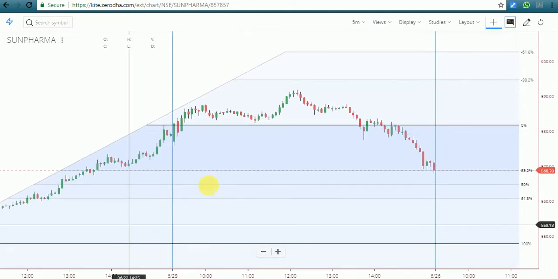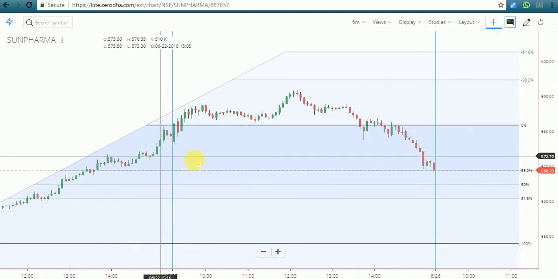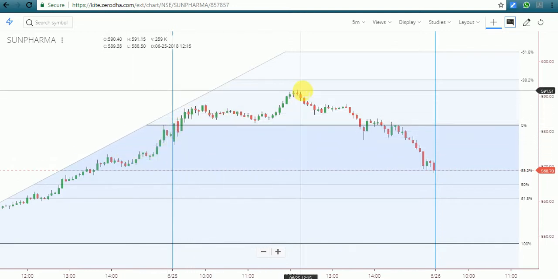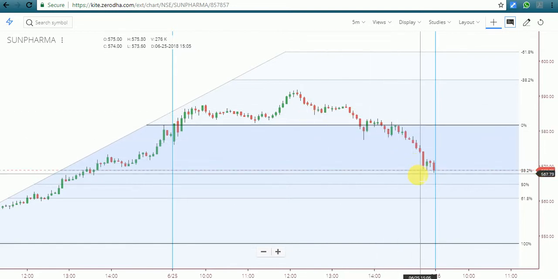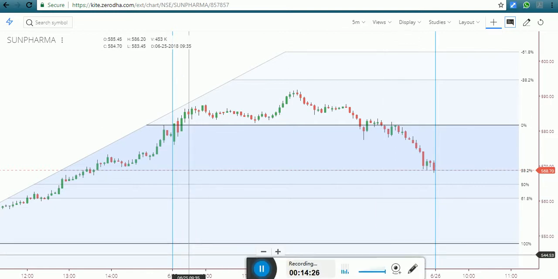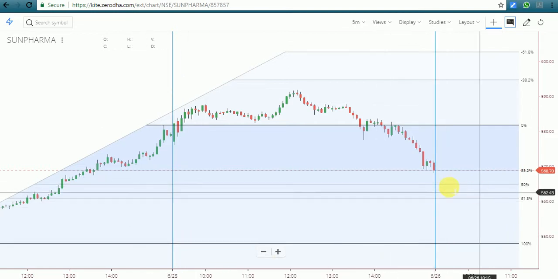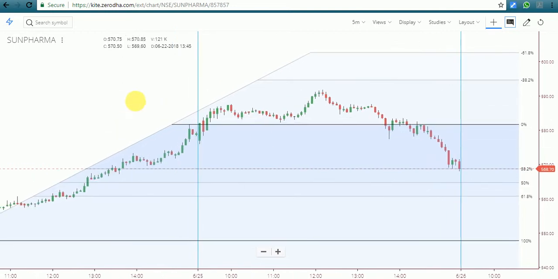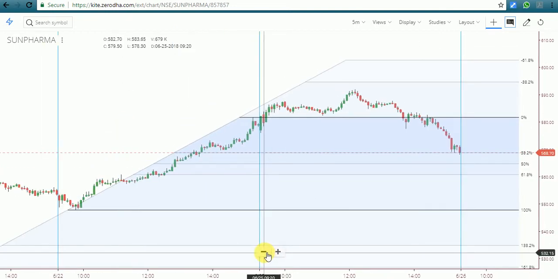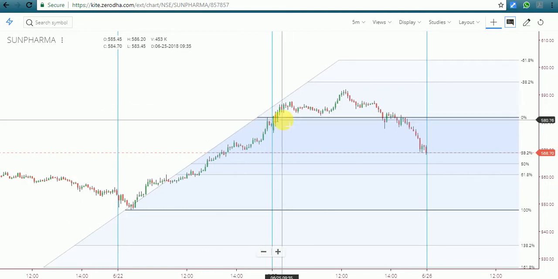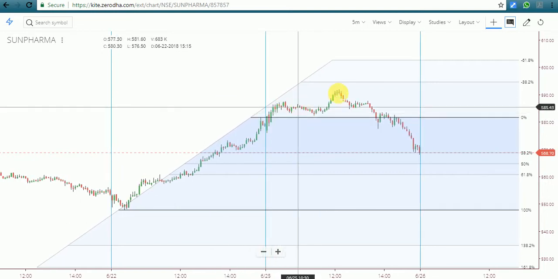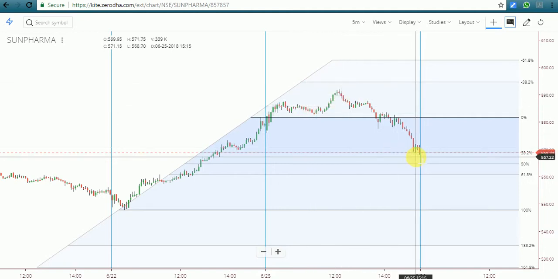See, then what happened here, it tried to go up. Sorry guys, if you see here, then what happened, it's not a downtrend, it's a correction. You can assume it's a correction. Why I am telling a correction is, the market has fallen from this level up to this level.